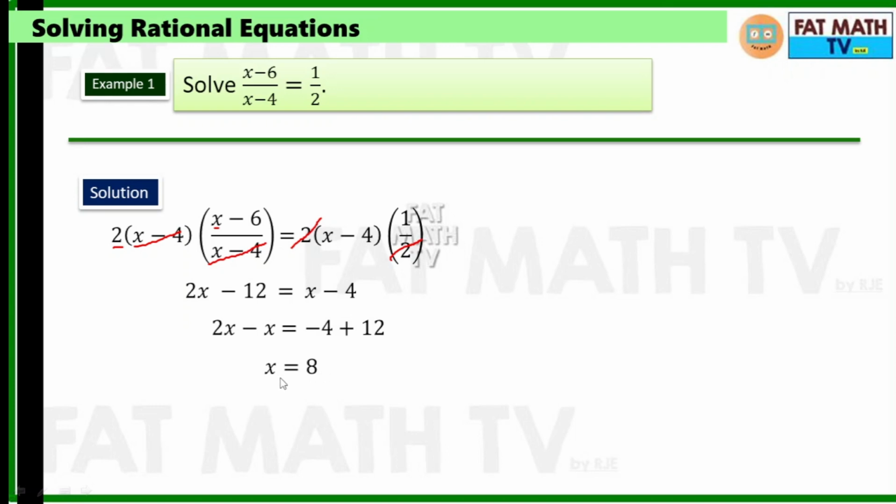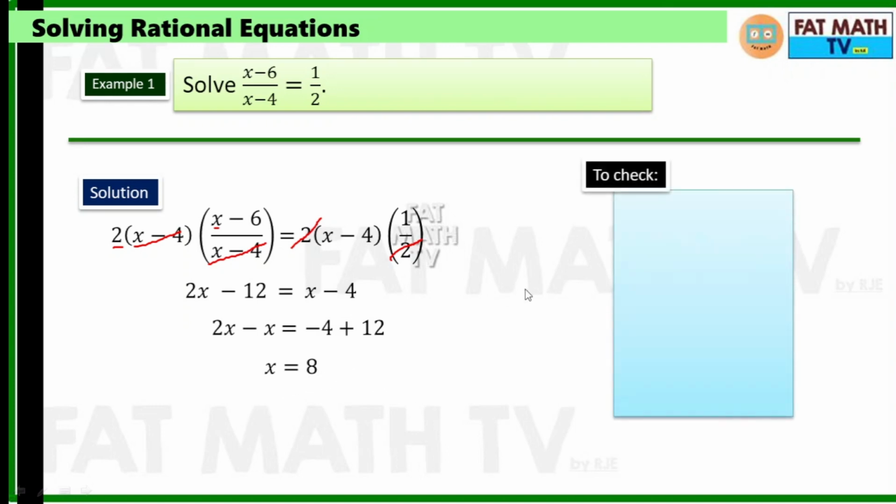After you get a value of x, what you're going to do next is check if this value indeed satisfies the original equation. Then after checking, you have to conclude that this is the answer or there's no answer. So let us check.